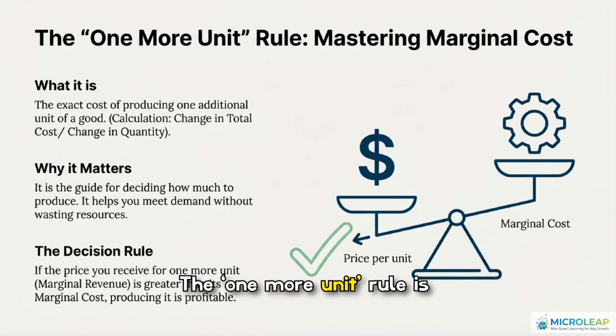The one more unit rule is simple and powerful. Marginal cost is the exact extra cost of producing one additional unit. And the decision rule says, produce the unit if its marginal revenue exceeds marginal cost, which helps you meet demand without wasting resources or overshooting capacity.